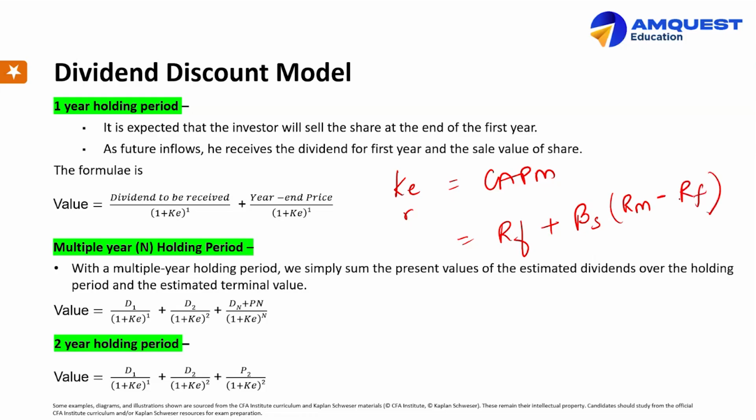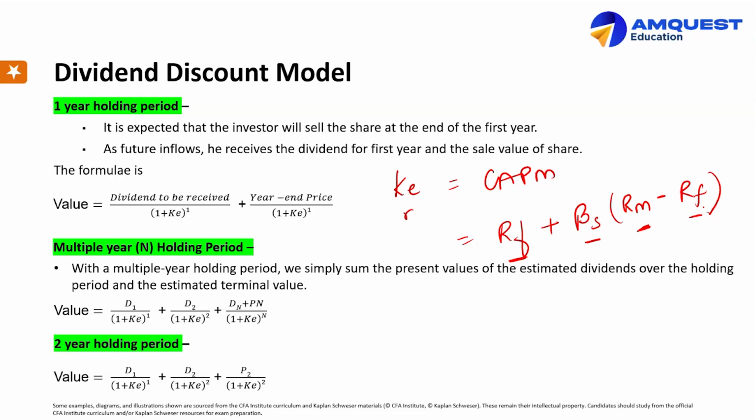So this KE or R can be calculated using the risk-free rate, the yield that you get from a government bond, plus beta of this particular stock we are trying to value. Let's say if you're trying to value Reliance, you have to take the beta of Reliance. This is the expected return from the broad market. For us, the broad market will be Nifty or Sensex. And this is again the risk-free rate.